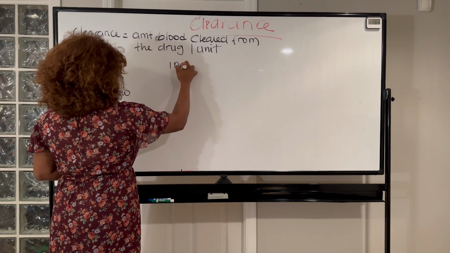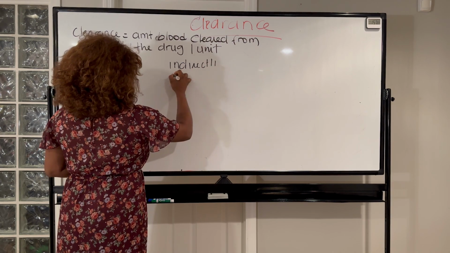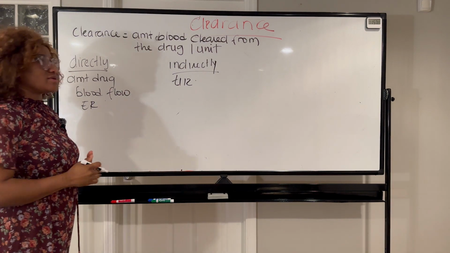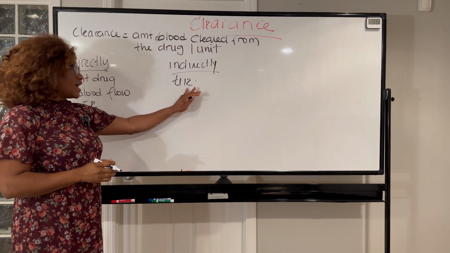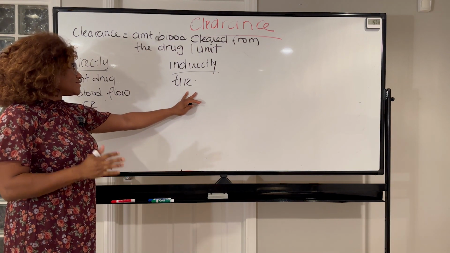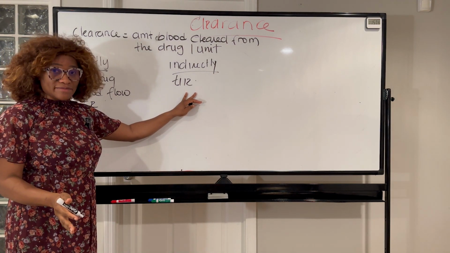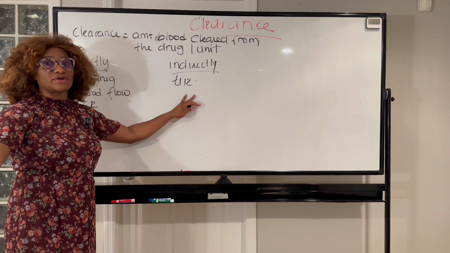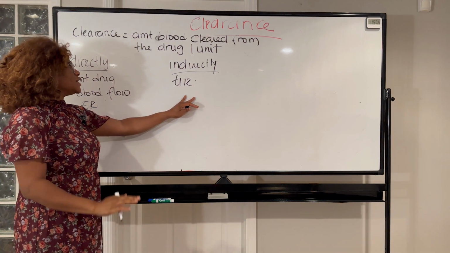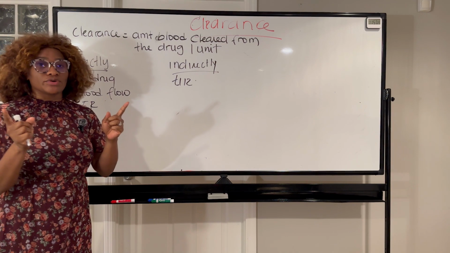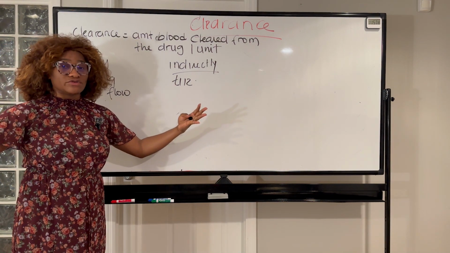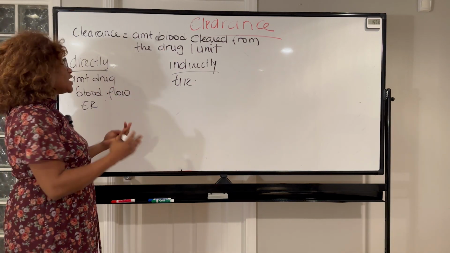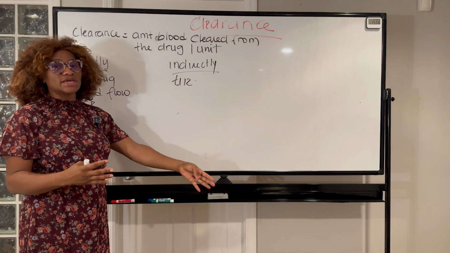Now, clearance is indirectly proportional to the half-life of the drug. So what is actually the half-life? The half-life is defined as the time necessary to have 50% of the drug excreted out of the body. So if we have a longer half-life, if it takes longer for a drug to get excreted, then the clearance is reduced because we end up having more of the drug in the body.